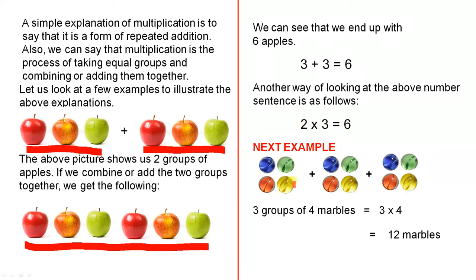The next example. We have a group of 4 marbles and another group of 4 marbles and another group of 4 marbles. 3 groups of 4 marbles equals 3 times 4, which equals 12 marbles.